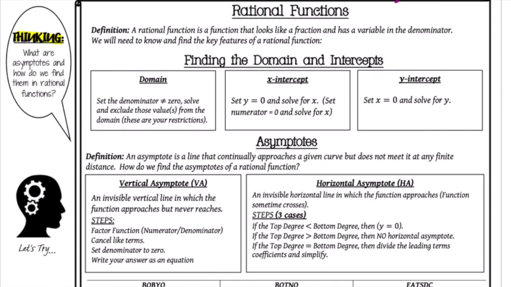What are asymptotes and how do we find them in rational functions? A rational function, again, is a function that looks like a fraction and has a variable in the denominator. We will need to know and find the key features of rational functions. So what are our key features? The x- and y-intercepts, and also the domain. We find the domain by setting the denominator not equal to 0, solving, and excluding those values from the domain.